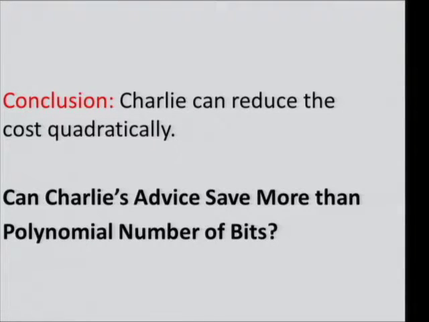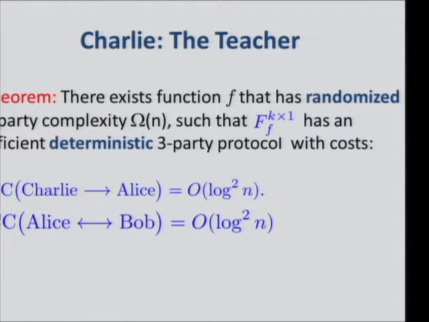Since we've been talking about learning, it's natural to start thinking, well, can formal computational learning theory help us? And it turns out it can. The next theorem is that there exists a function f that has randomized two-party complexity omega n, just like set disjointness or inner product, but whose asymmetric version has an efficient deterministic three-party protocol with these costs. These are super efficient protocols, meaning Charlie just gives order log square n bits of advice to Alice, and then the Alice-Bob phase just has order log square n communication. So the total communicated bits is order log square of n, which completely kills the hope of saying something as general, or even near as general, as what Patrascu was hoping for.